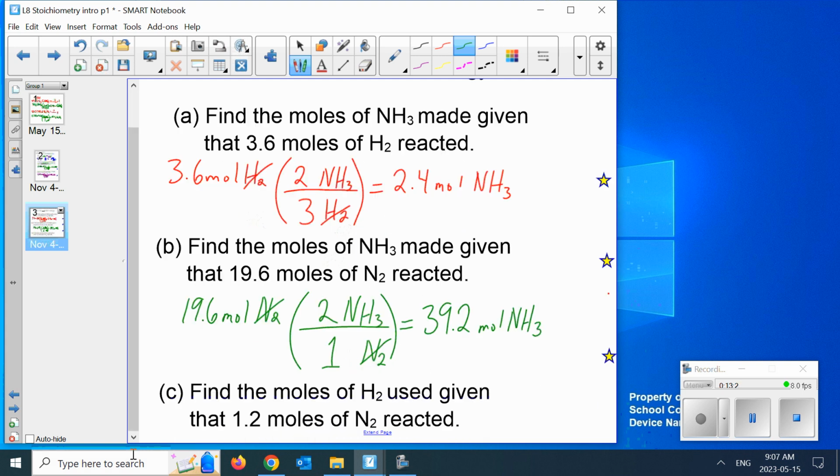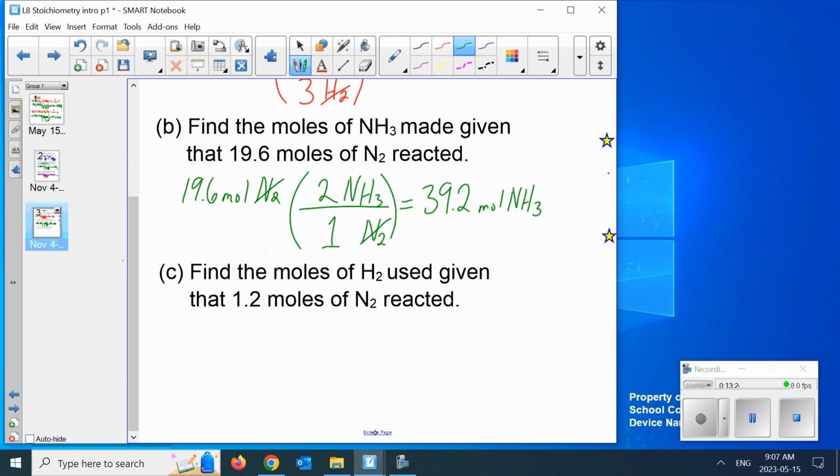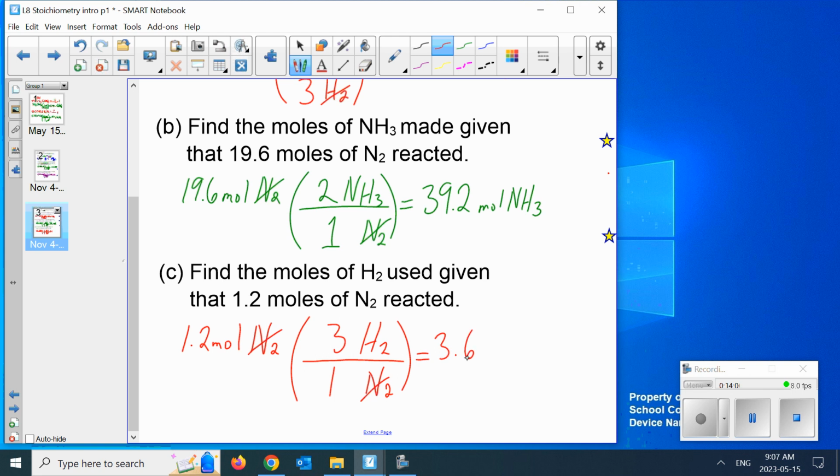Last thing. Find the moles of hydrogen, given that there was 1.2 moles of nitrogen. Well, I want to get rid of nitrogen. Have information about hydrogen. Again, nitrogen is a 1 from the balance reaction. If we look up, 3 for hydrogen. It's 1.2 times 3. 3.6 moles.